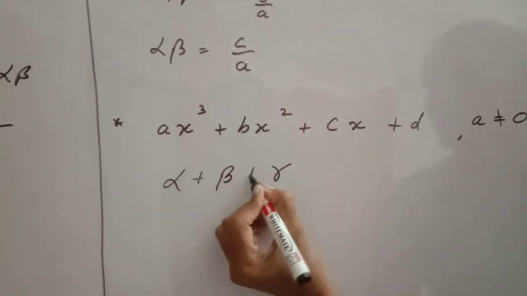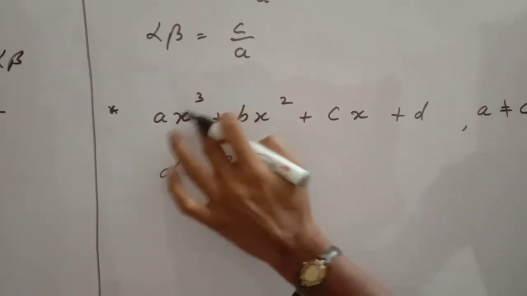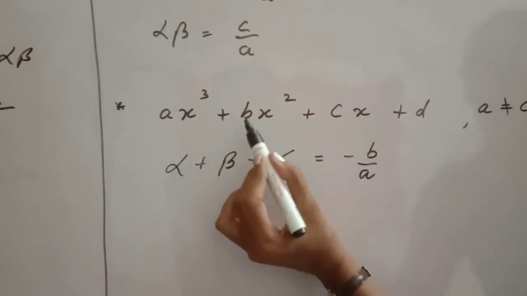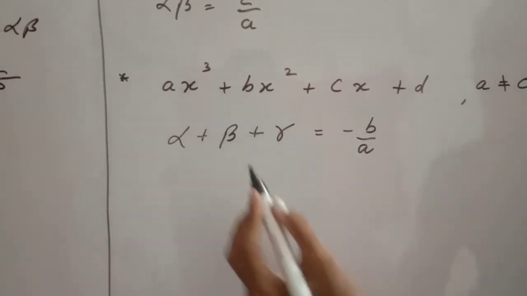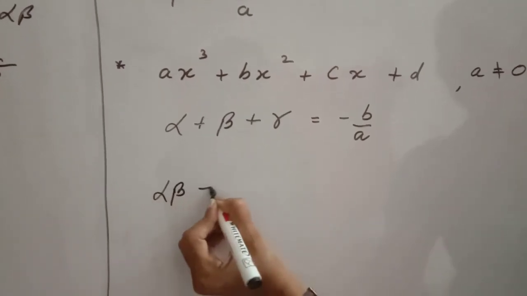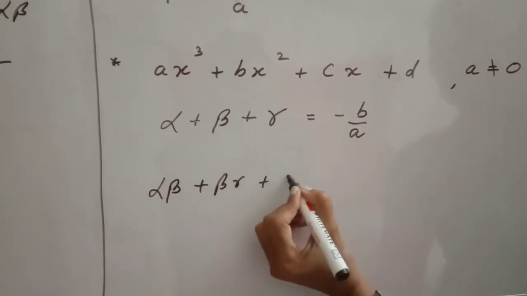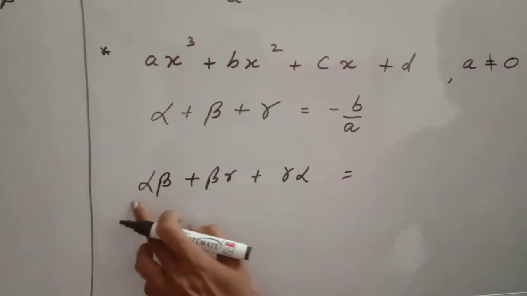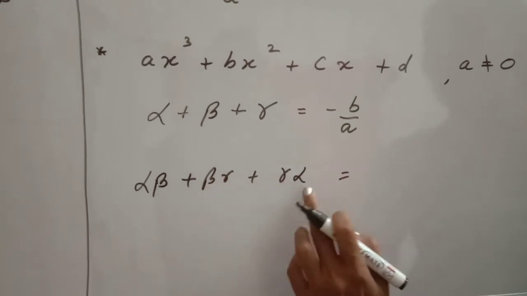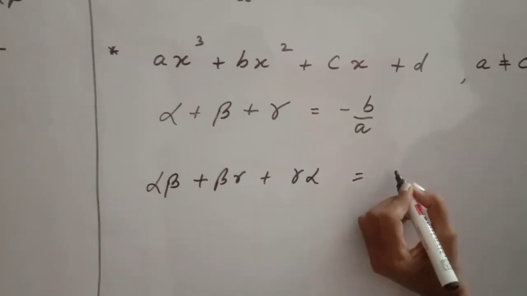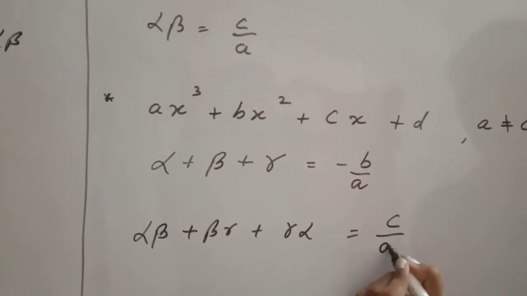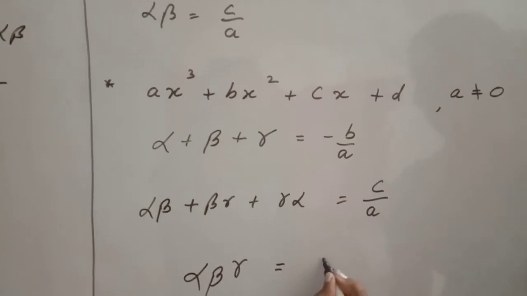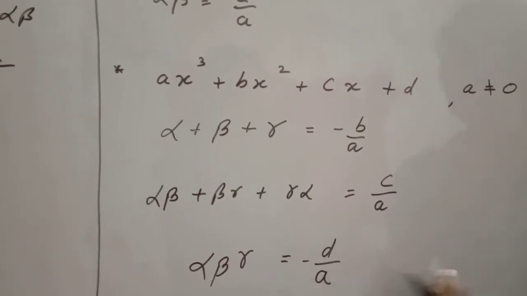So there is a relation: the sum of zeros of a cubic polynomial is equal to again minus b by a. That means I will write minus b by a. Again, alpha into beta plus beta into gamma plus gamma into alpha. What is the relation between these? So that is equal to c by a. And the product of zeros is equal to minus d by a.